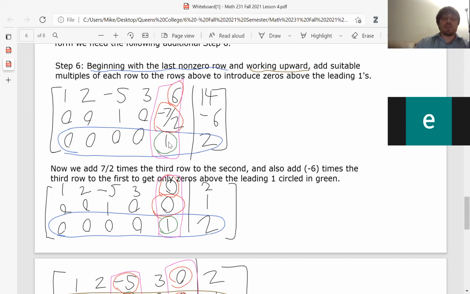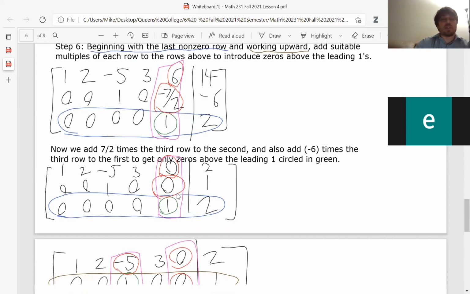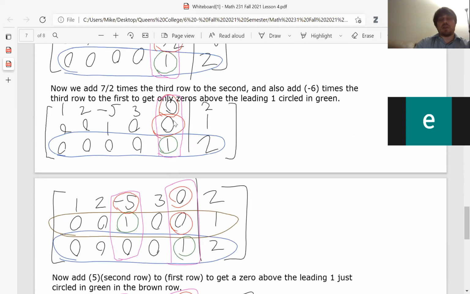So in the bottom row, the leading 1 is here. You locate the column it's in. You make all the entries above it 0 by adding suitable multiples of this blue row to the rows above it. That way you change these entries from non-zero numbers to 0. Now you have everything else above it as 0.